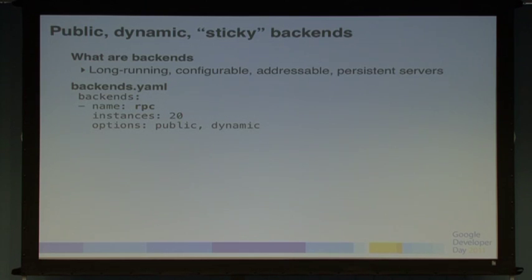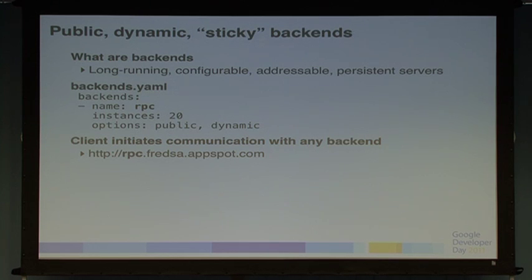In Python, you can use backends.yaml. And here I have specified a backend. I've called it RPC. That's just the name I've given it. And I say I want up to 20 of them, but it's dynamic. That means if there's no traffic, I want 0. But as more traffic comes in, I want to spin up more and more instances. And then I want them to be public. That means external websites or external clients can get to these backends. They're not private just to my application.